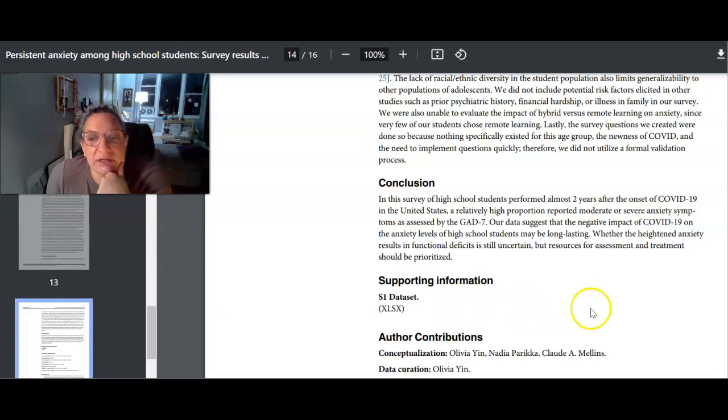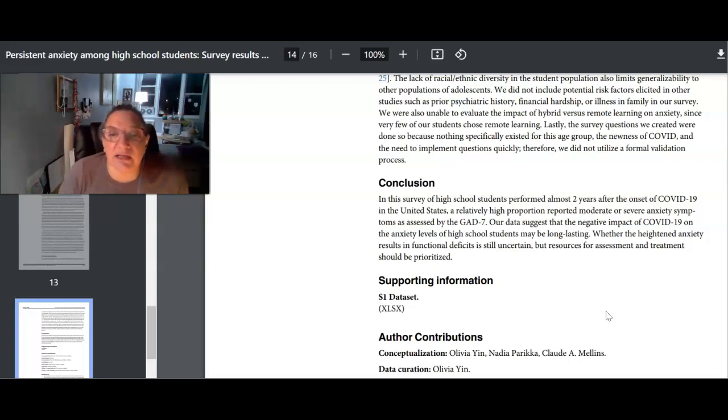highlighting. So it says here, in this survey of high school students performed almost 2 years after the onset of COVID-19 in the United States, a relatively high proportion reported moderate or severe anxiety symptoms as assessed by the GAD-7. Our data suggests that the negative impact of COVID-19 on the anxiety levels of high school students may be long-lasting. Whether the heightened anxiety results in functional deficits is still uncertain, but resources for assessment and treatment should be prioritized.